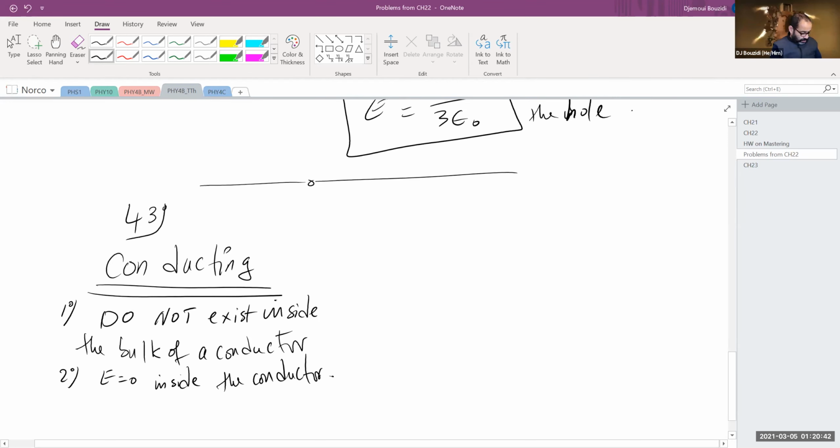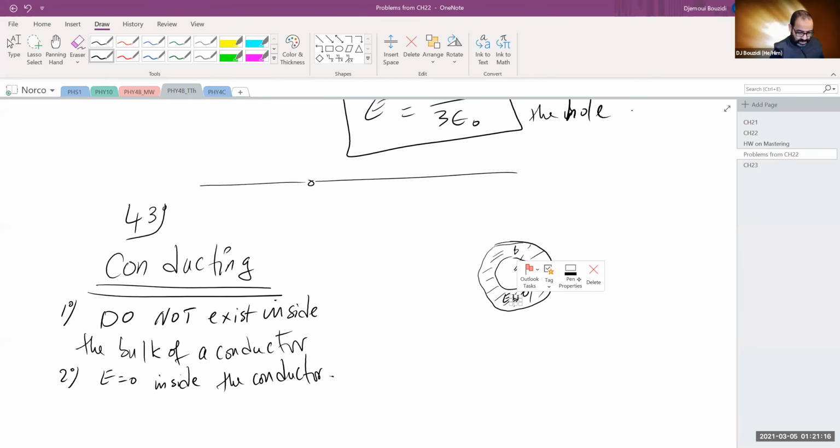Okay, so it's an inner shell with inner radius A. So I'm going to draw a shell in here. It has to be small enough for me because apparently we have another one. So this radius is A, and this radius is B, and this is a conducting sphere. So whether they ask us or not, I know the electric field is equal to 0 inside. Okay? That is a fact because this is a conductor. We know that. Now that is the inner shell.